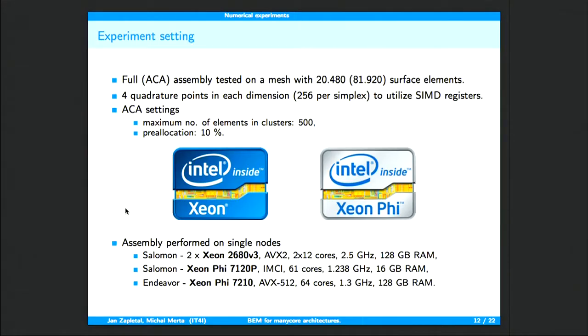We performed the experiments on 3 different architectures, 2 of them available at the Salomon cluster in Ostrava, so that's 2 Haswells with 24 threads in total, and AVX2 instructions. Then we have the KNC with 61 cores, and we also tested the assembly on the Endeavour cluster with the KNL processor 7210 with 64 cores. And most of the tests were performed in the flat mode, because I believe that at the time when we tested it, it was not possible to reboot into the cache mode.